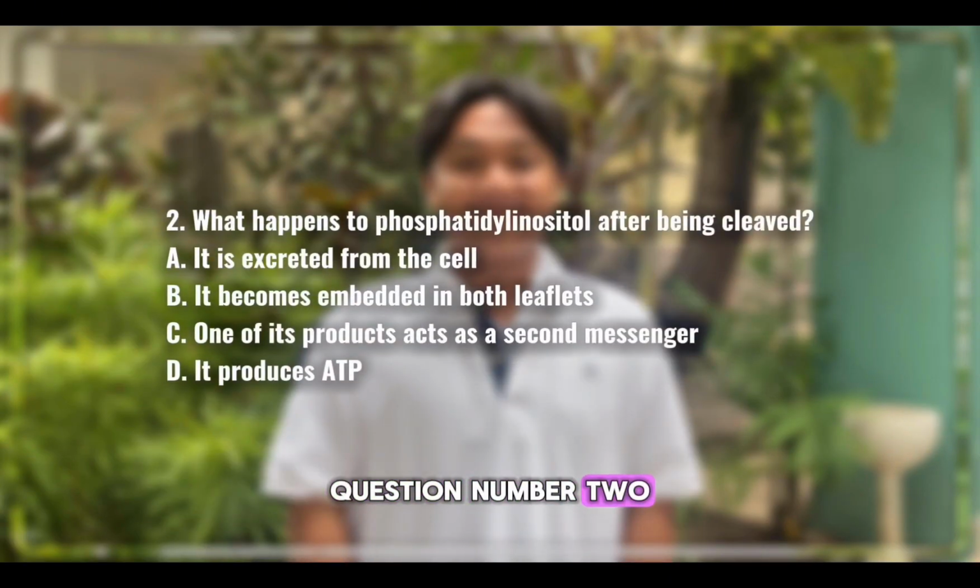Question number 2. What happens to phosphatidylinositol after being cleaved? A. It is excreted from the cell. B. It becomes embedded in both leaflets. C. One of its products acts as a second messenger. Or D. It produces ATP. Correct! It is C. One of its products acts as a second messenger.